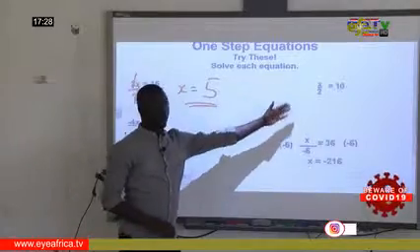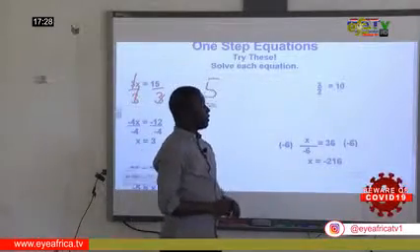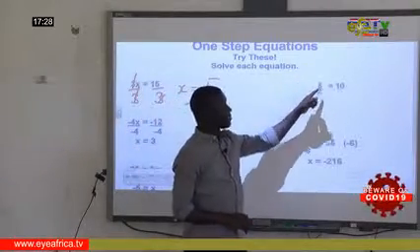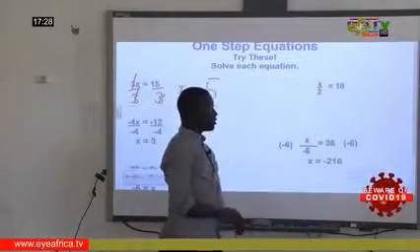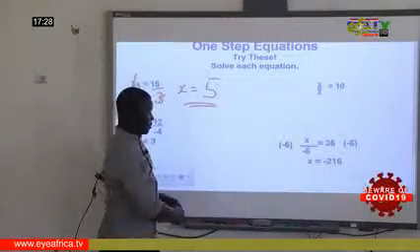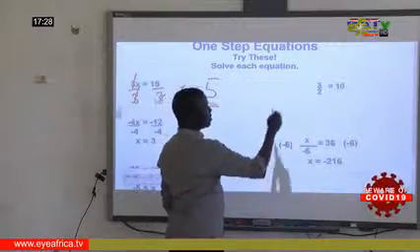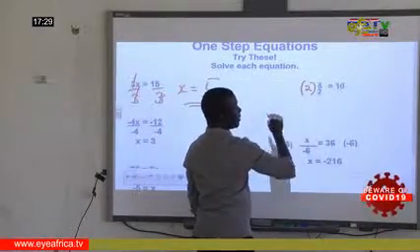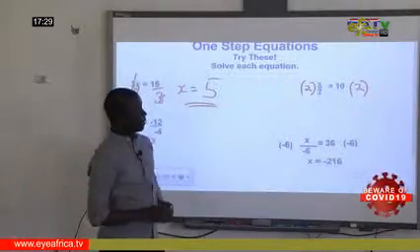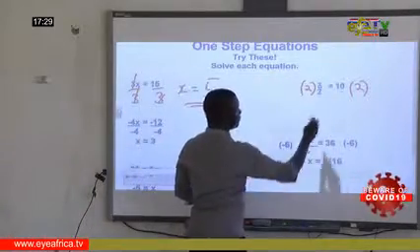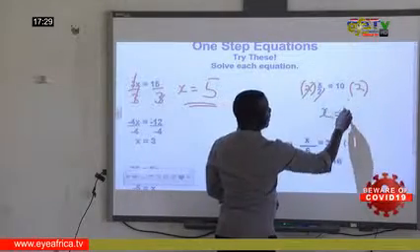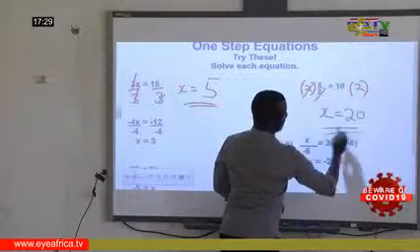We have x over 2 equals 10. First, our operation here is a division because we are dividing x by 2, which equals 10. So the inverse of division is multiplication. So let's multiply both sides by 2. This 2 will undo this 2. So we have x equals 10 times 2, which is 20.